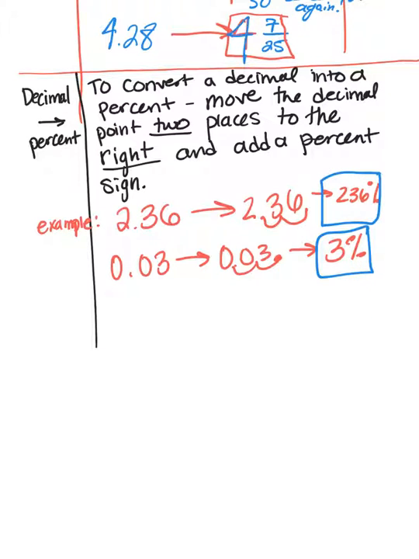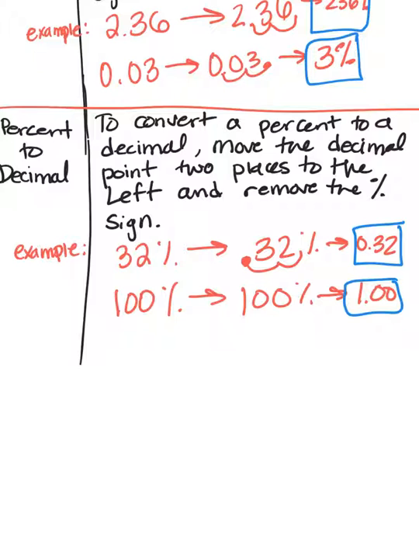The next one is converting a percent into a decimal, and the last one will be converting a percent into a fraction. All right, so to convert a percent into a decimal, move the decimal point 2 places to the left and remove the percent sign. So our example here is 32%. We're just going to put a decimal point to the right of it and shift it 2 places to the left and drop that percent sign. So we are left with 0.32.